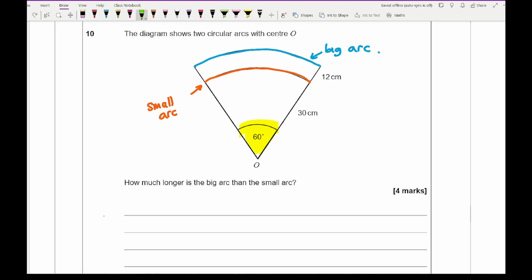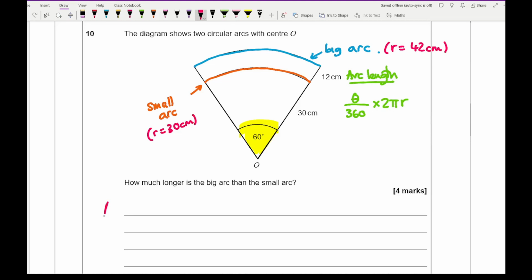So from this, what we need to do is know the formula for the length of an arc. So the arc length formula, which you need to remember, is theta over 360 times 2 pi r, or 2 pi times d. So looking at this, with the big arc, we've got a radius of 42 centimetres, and with the small arc, we've got a radius of 30 centimetres.